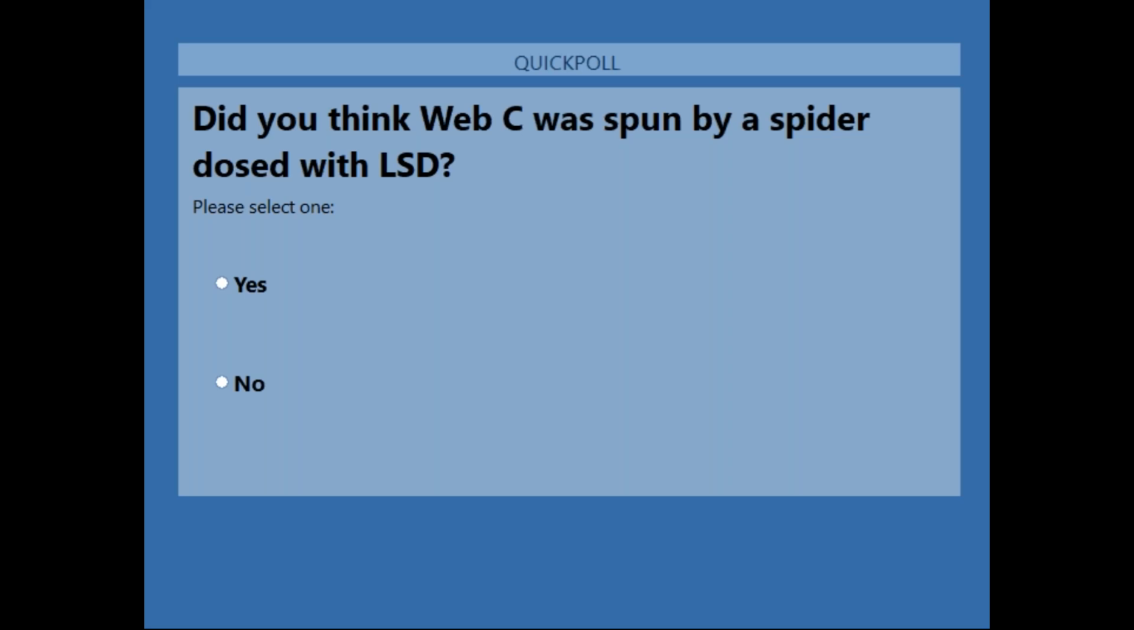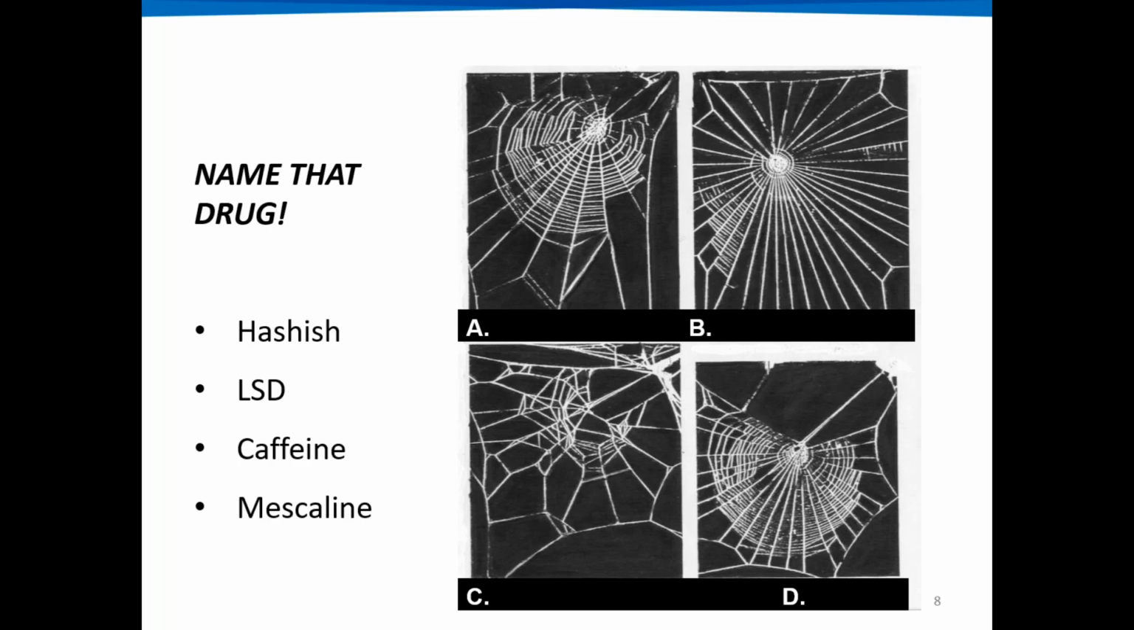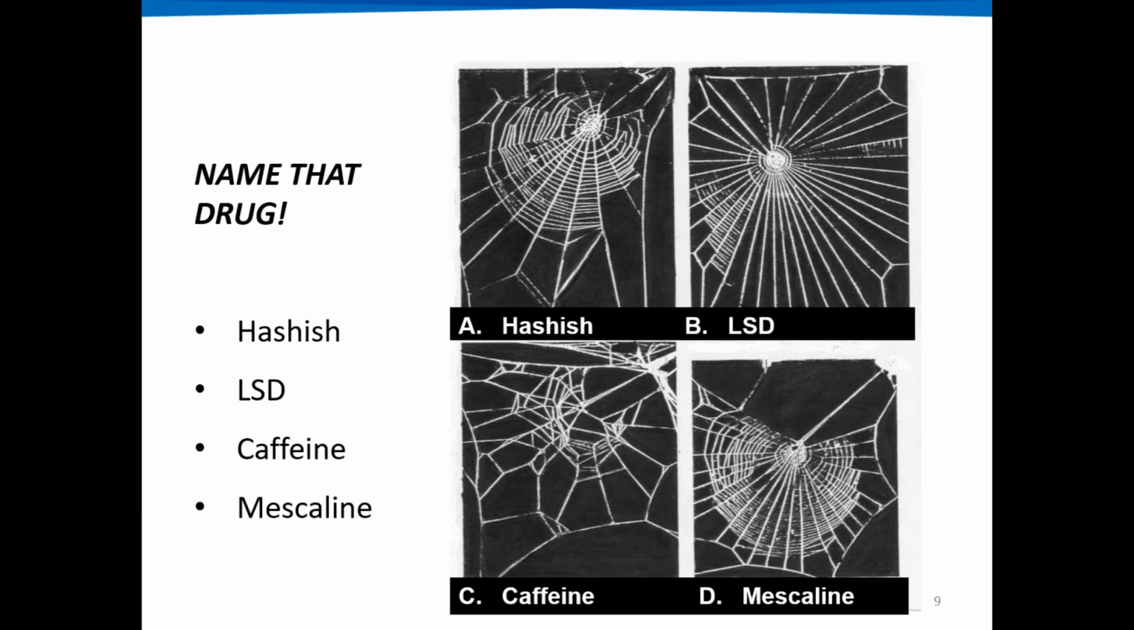Okay, great, thank you. So looks like we had a pretty even split. About 47% of you answered yes, which is what I did the first time I saw this. And the majority, 53%, answered no. And here are the answers. So those of you who said no were right. Actually, web C was spun by the spider dosed with caffeine. And it was web B that was spun by the spider dosed with LSD.